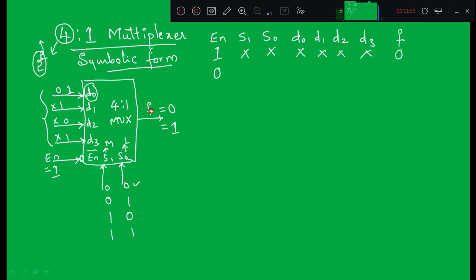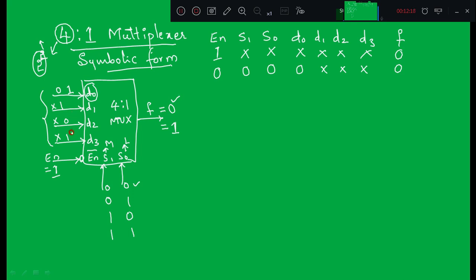Accordingly, the output is going to change, right? Now I'll enter the same values in the truth table. When I make S1 equal to 0, S0 equal to 0, what happens if I make D0 equal to 0, right? Whatever may be the values of D1, D2, D3, F will be equal to 0. The same values now, right.